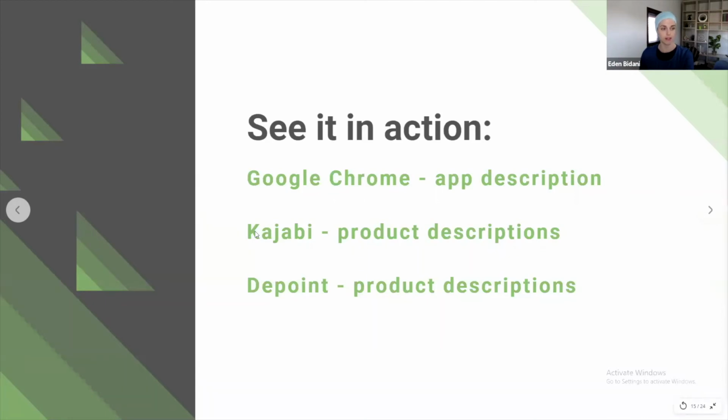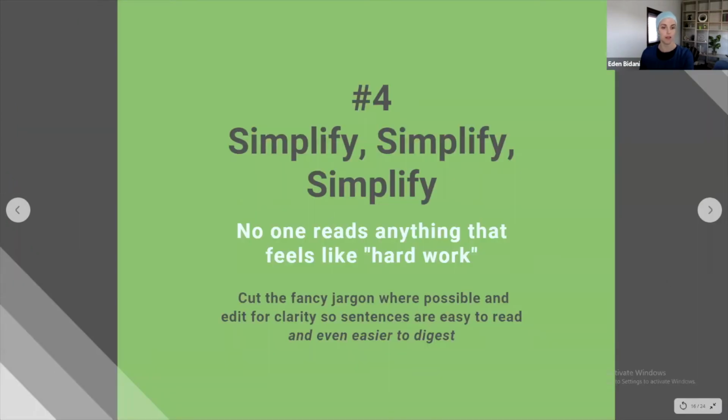All right, so the next element of fail-proof product descriptions is simplicity. In Unbounce's conversion benchmark report, it was found that conversions were higher for 6 out of 10 industries when their copy was written at a 9th grade reading level or lower. So unless your audience is super sophisticated and intellectual, it's best to make your copy as easy to read as possible.